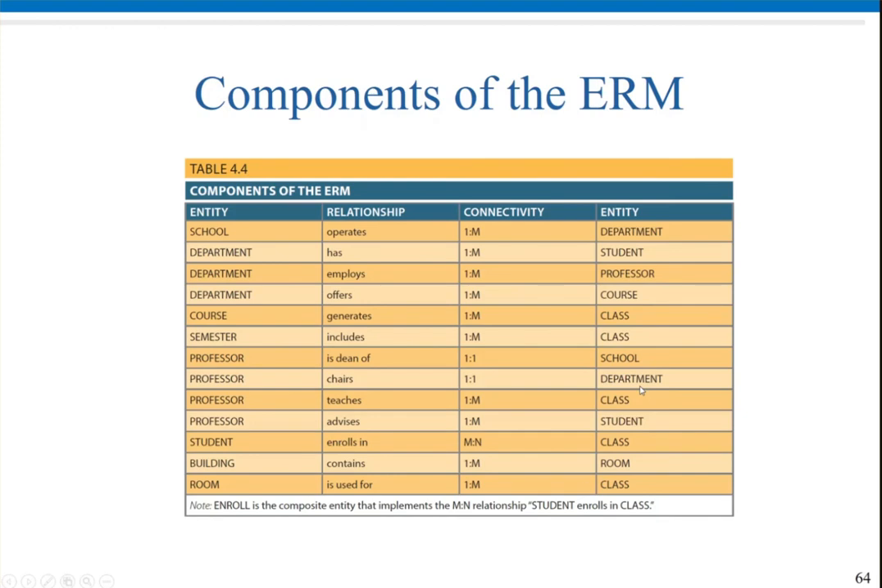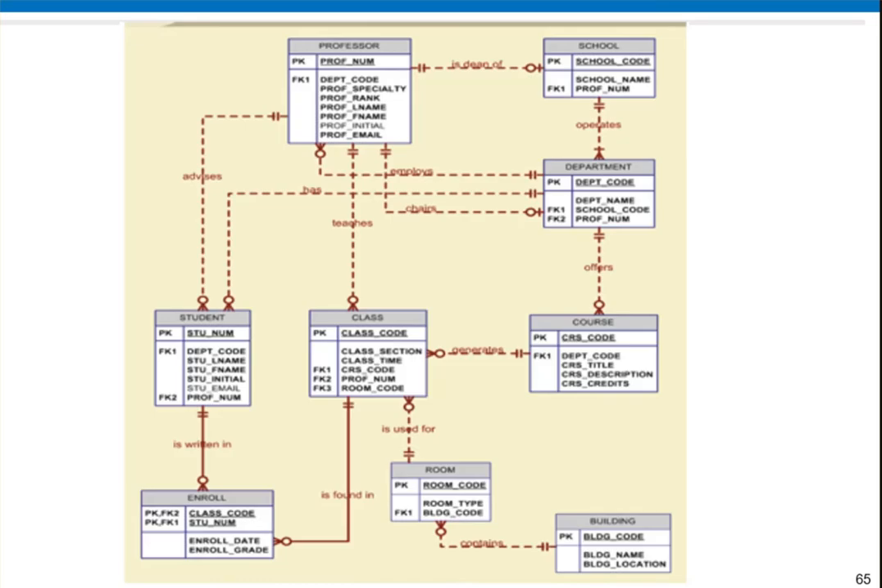And so here we have the components of the ERM. I highly recommend that you create this table for your project. This will make things much, much easier. And I also recommend that you put in a separate column for cardinality. And then this is the final slide.